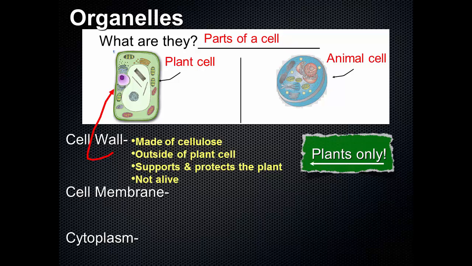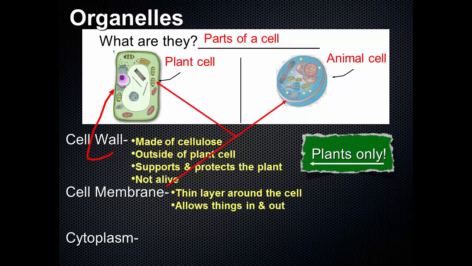So then we have the cell membrane. The cell membrane is the outer layer here on the animal cell. It's also here in the plant cell just underneath the cell wall. But it is a living part. It's very, very thin. It's flexible. Its shape can change because it's a living part of the cell.